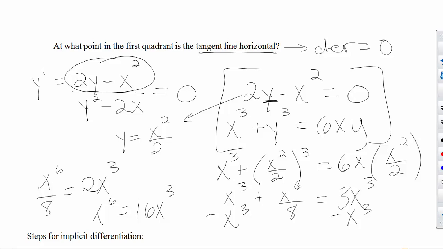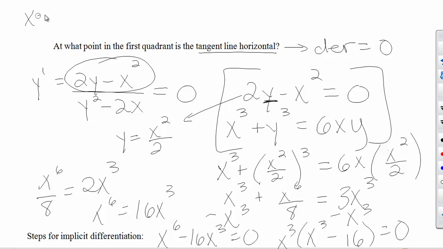Okay, and then I could set to 0 and factor out an x to the third. x to the 6th minus 16x to the third equals 0. Factor out your x to the third, guys. So I would have x cubed times (x cubed minus 16) equals 0. So my answers would be either 0 or this would give me the cube root of 16. Okay, for my x values. So my x values would be 0 or the cube root of 16.